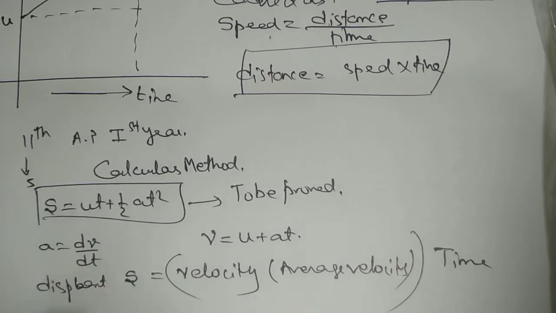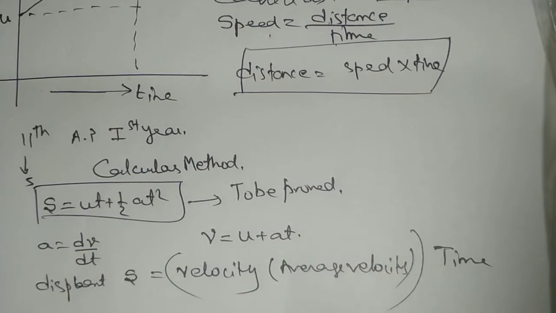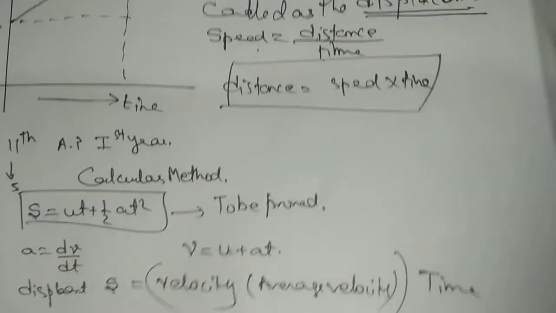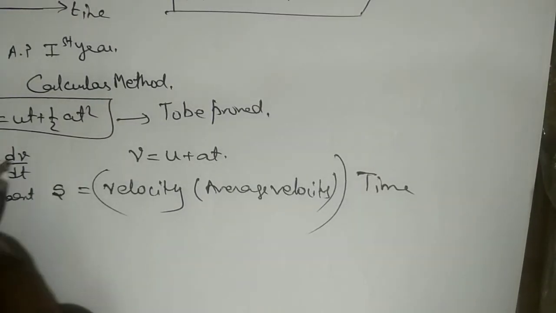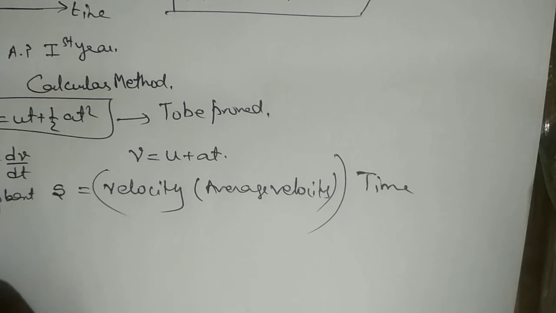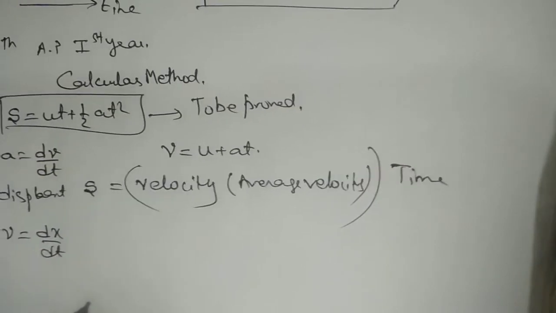But here we're going to use the integration method. We're not going to use this; this is only for the logic part. So we're going to derive it using integration. How? See, a is equal to dv by dt, and by the same logic, v is equal to dx by dt. This is also taught to us.